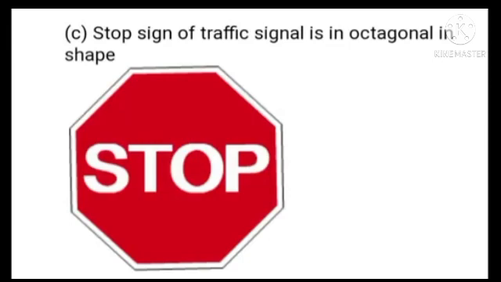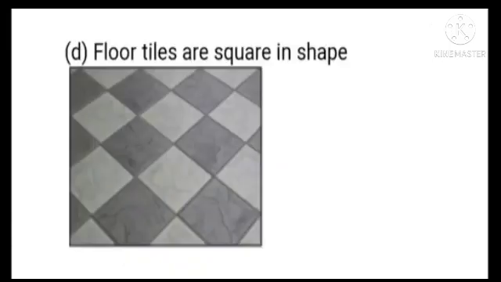C, we have the stop sign of a traffic signal, which is octagonal in shape, that is 8 sides. So you can draw this figure in your book. And one more, we can say floor tiles are square in shape. So you can show square tiles. So you can show these 4 as your answer or any of your choice. Any shapes, you have to say which shape it is and how many sides.